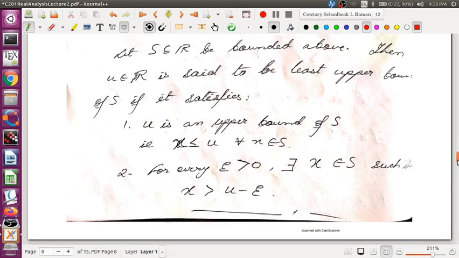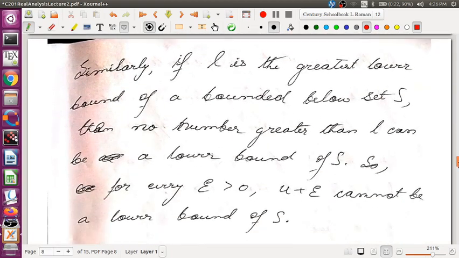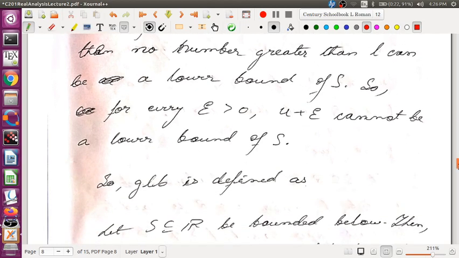Similar to this, for the greatest lower bound also we can have this type of definition. If L is the greatest lower bound of a set bounded below, then no number greater than L can be a lower bound of S. So for every epsilon, L plus epsilon cannot be a lower bound.